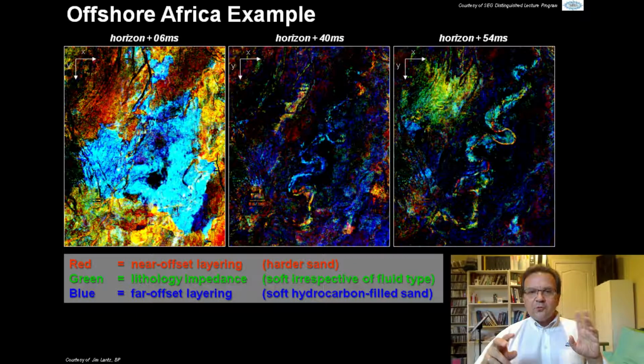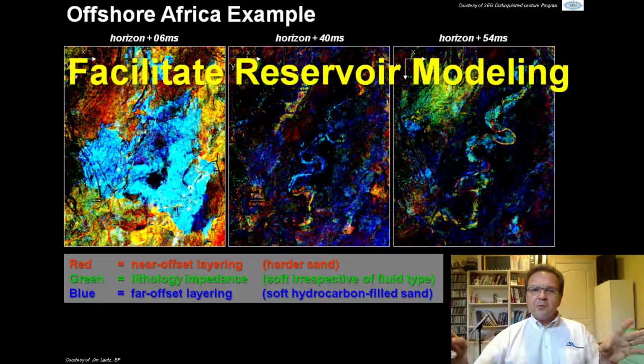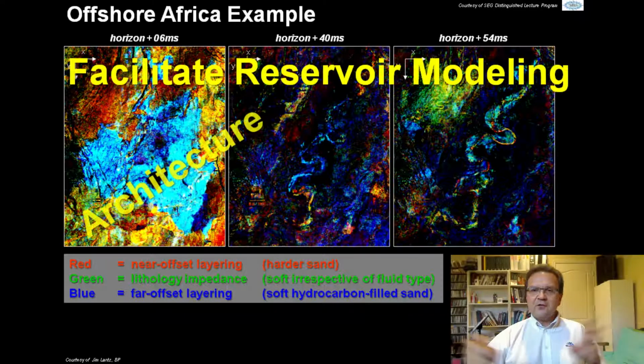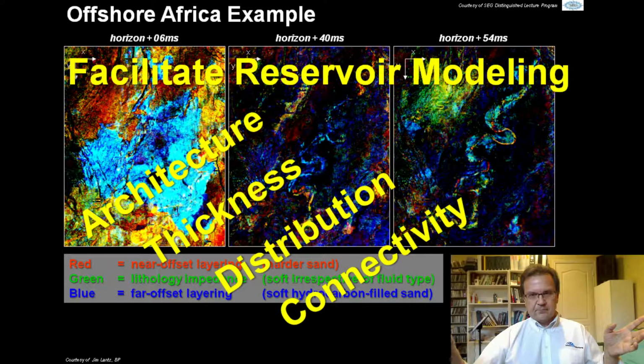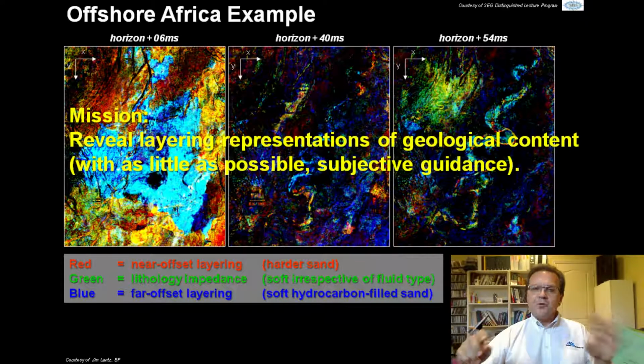Spectral inversion was originally developed to facilitate reservoir modeling and seismic investigations into architecture, thickness, distribution, and connectivity. The technology continues to evolve at OGS in exciting ways, but 20 years on, the mission has remained consistent: to objectively reveal, with as little subjective guidance as possible, layering representations of the geological content that is embedded within the seismic data.